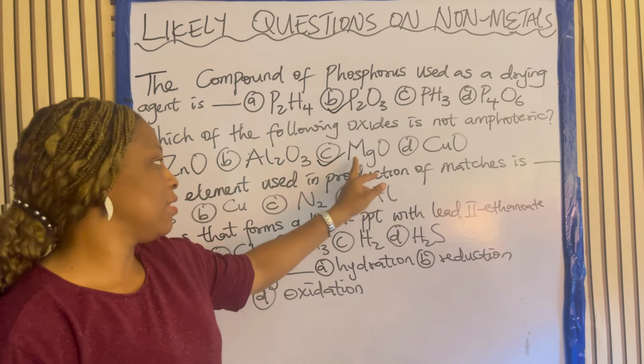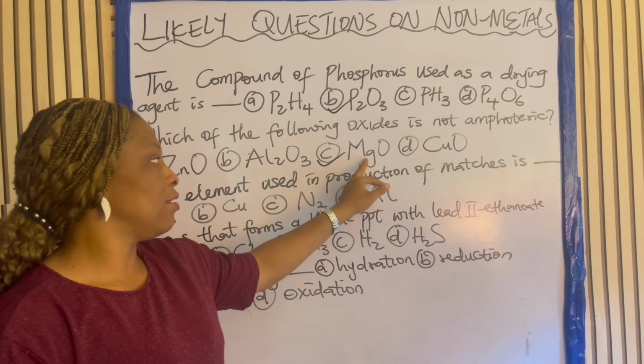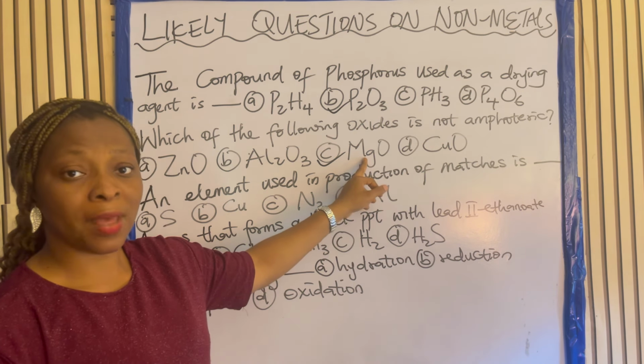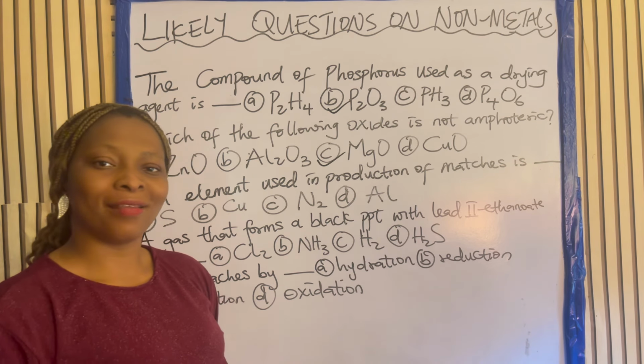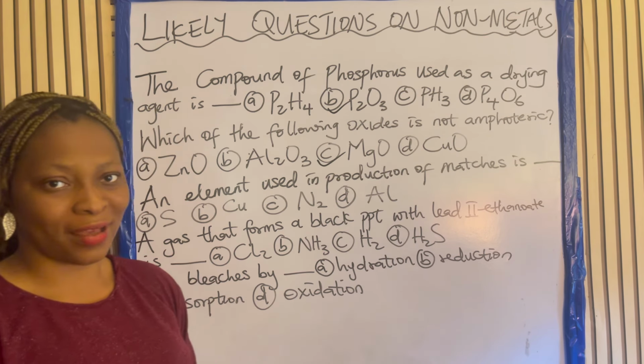Now, what is this? Bearing in mind that this is a metal, right? So is it amphoteric, basic, or acid? It is definitely a basic oxide.